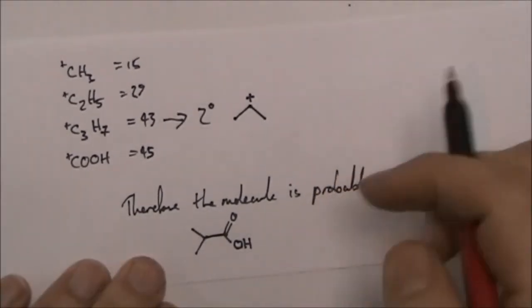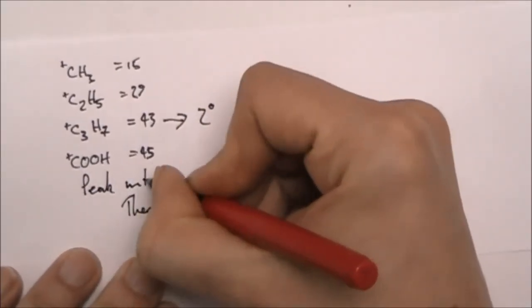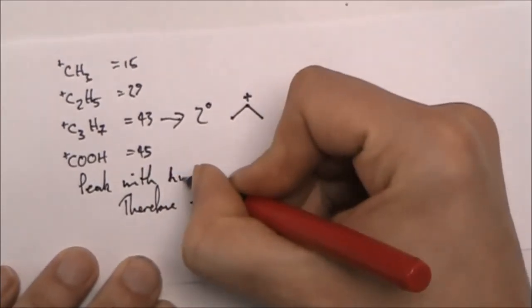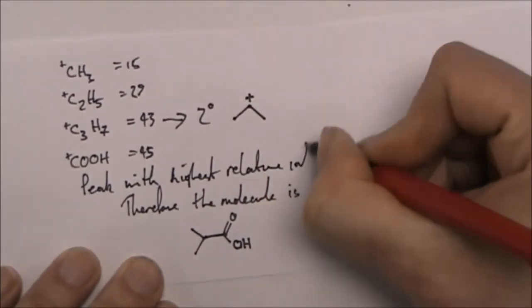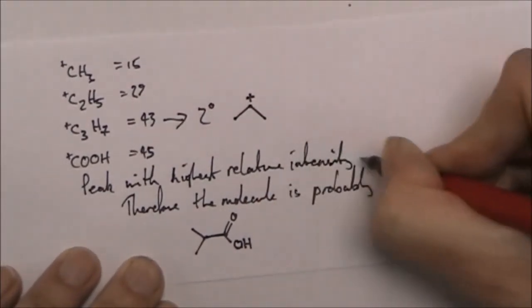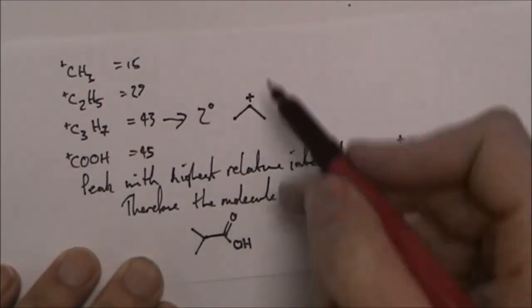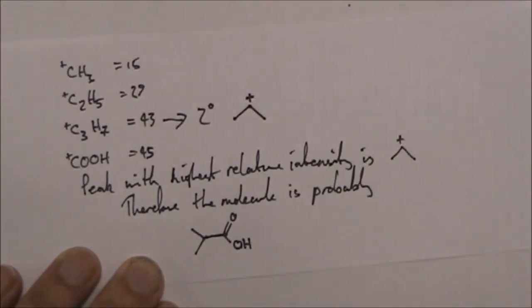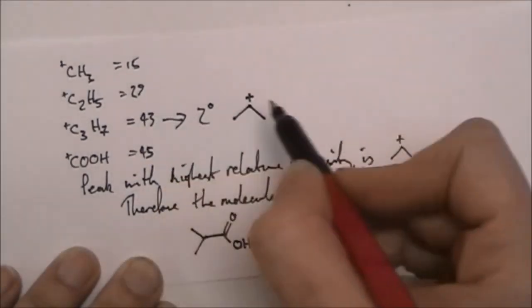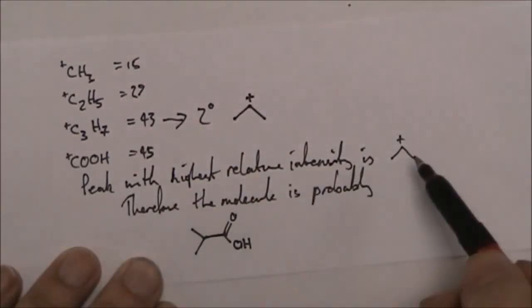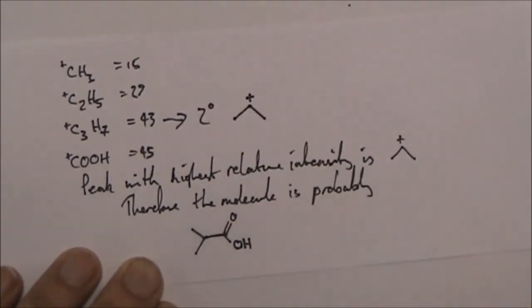Now, just to link this in a bit more, I'm now going to put: peak with highest relative intensity is this. I know I've just said that there, but I'm going to be absolutely clear because I want to make sure that the examiner is absolutely sure what I'm saying here. I've already put the mass up here, so I don't see the need to repeat myself there. Okay, but I've stated that's what it is there. It's secondary, therefore the molecule is probably that.